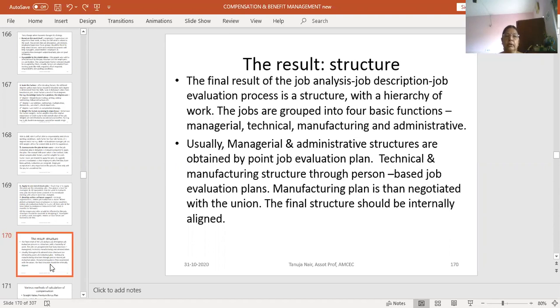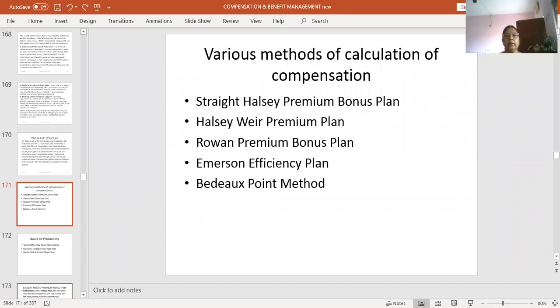So the final internal pay structure you will get like this at the last step. And for this final pay structure, you should make sure that it is internally aligned. It is according to your organizational strategy. It is according to the way the work flows in your organization. It is acceptable to the employees who are working in your organization. When all this is satisfied, that means your internal pay structure is internally aligned.